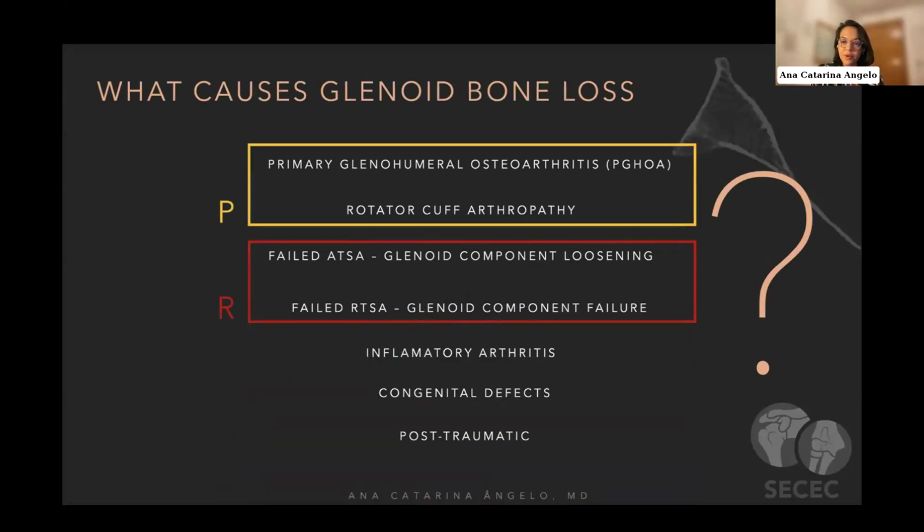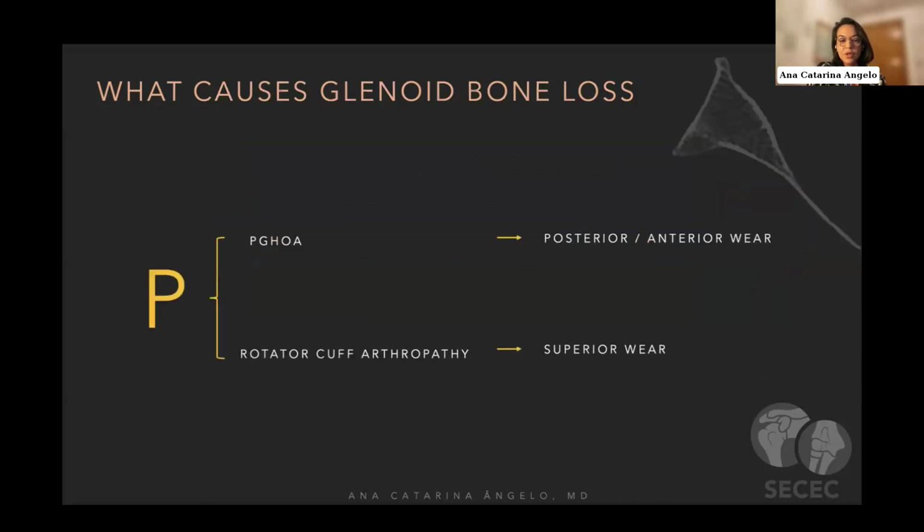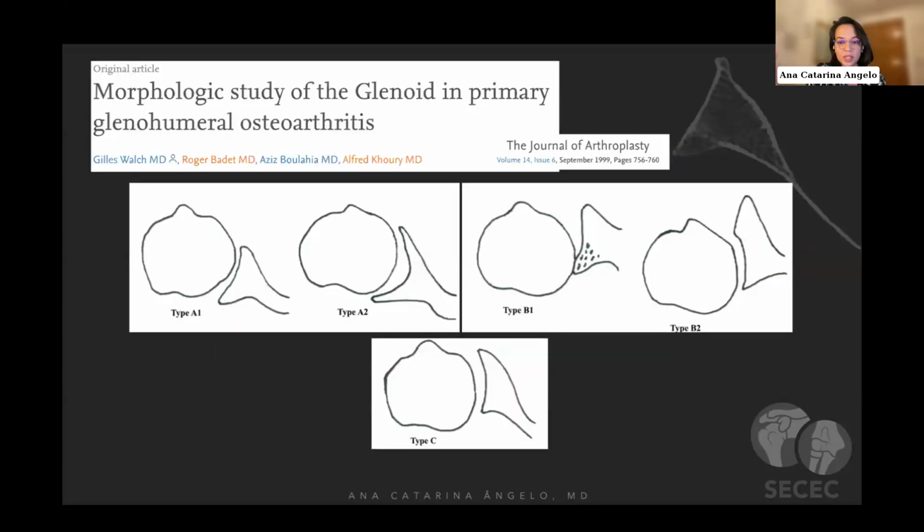When we do our primary cases, we usually deal with primary glenohumeral osteoarthritis and rotator cuff arthropathy. When we do our revision cases, usually we deal with glenoid loosening or glenoid component failure, more commonly after a reverse shoulder arthroplasty. When we deal with primary glenohumeral osteoarthritis, what we usually get is a posterior and/or anterior wear. When we deal with rotator cuff arthropathy, usually we get a superior wear. And this is what we should expect.